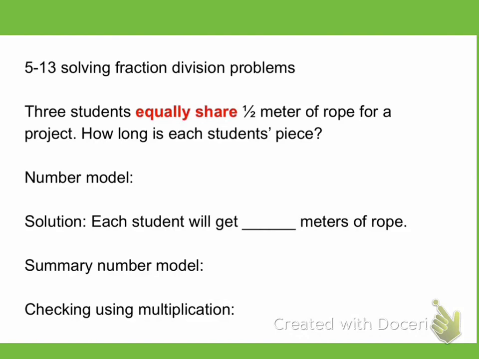3 students equally share 1/2 meter of rope for a project. How long is each student's piece? You need to give the number model, the answer or solution, a summary number model, which we'll talk about what that is, and how to check using multiplication. We'll go through each step slowly so that you know what's expected of you for the workbook page.